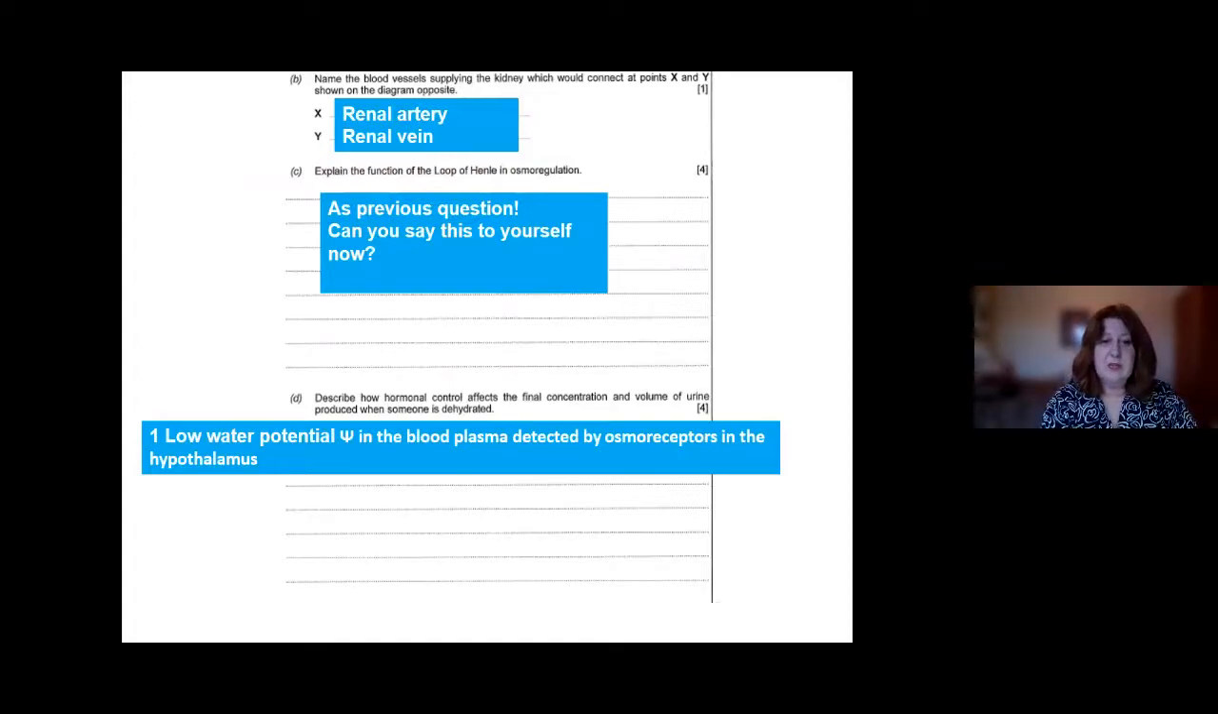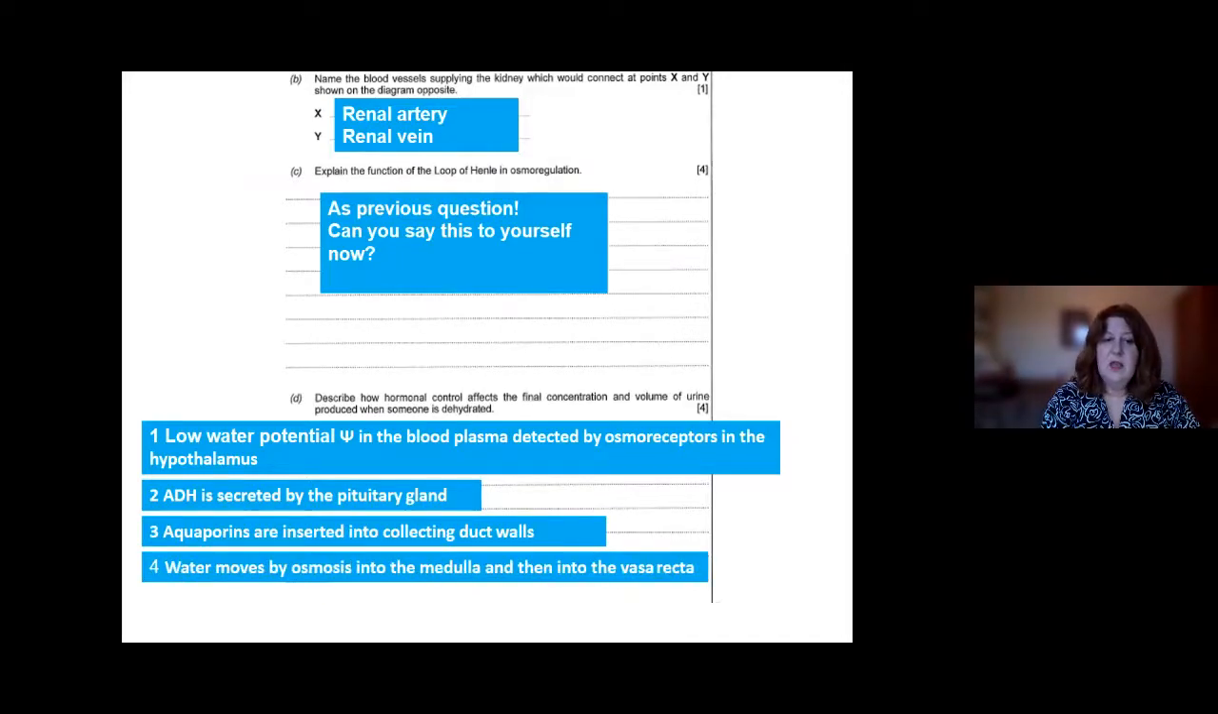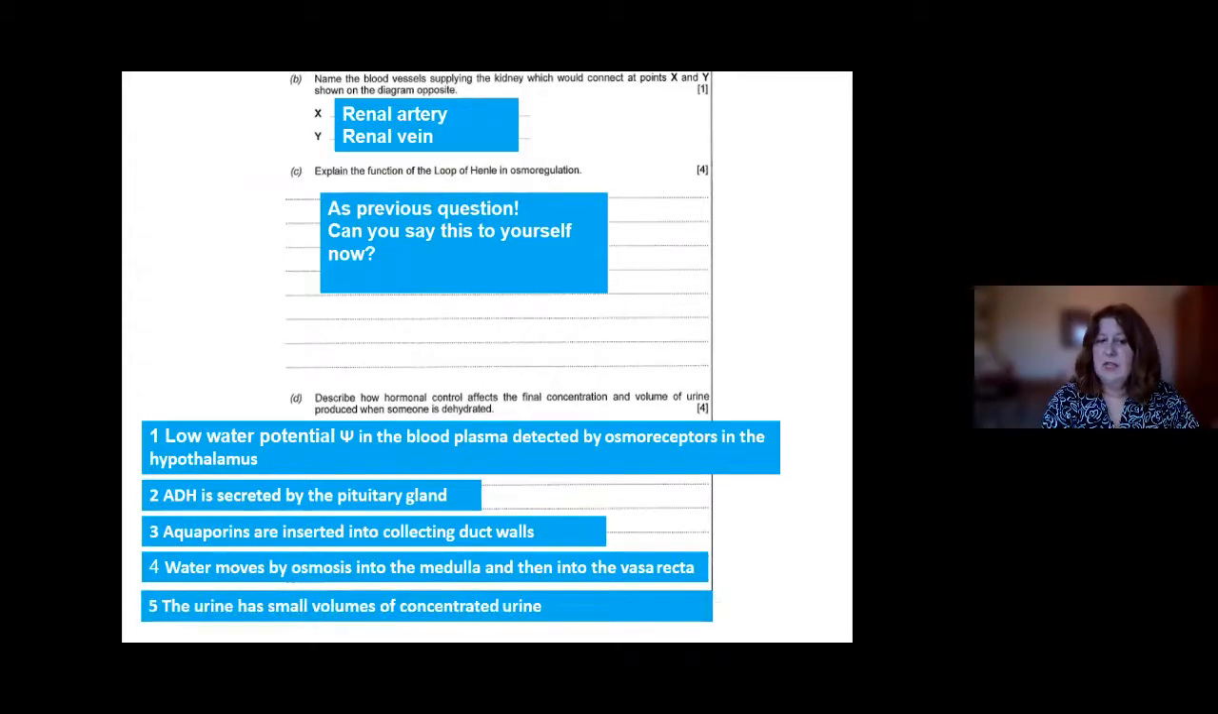There's a low water potential in the blood plasma. That's detected by osmoreceptors. You secrete ADH by the pituitary. The aquaporins are inserted into the collecting duct walls, and water moves by osmosis into the medulla and then the vasa recta. So what happens is your urine is small volume and concentrated.